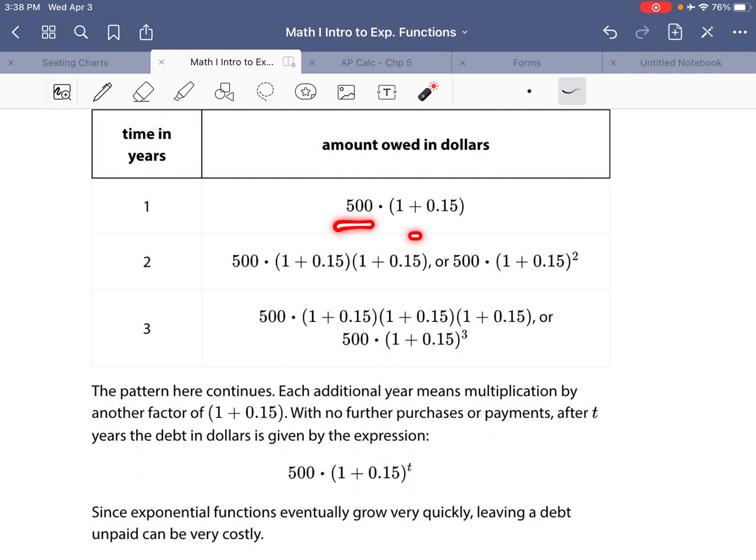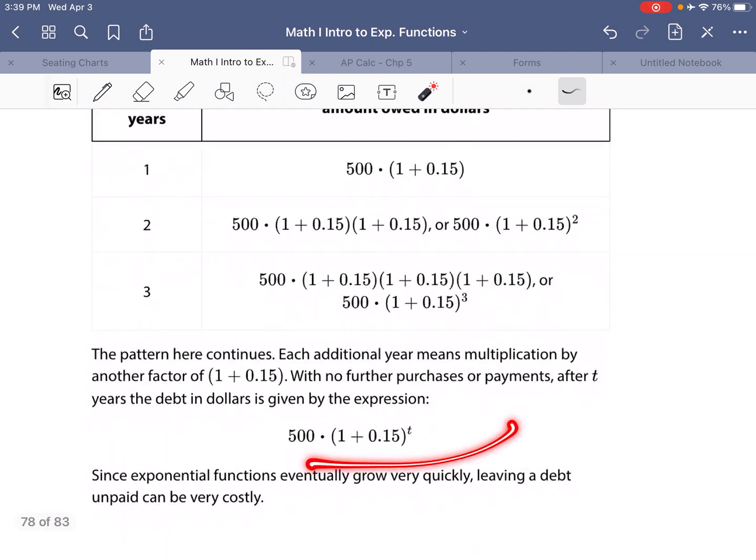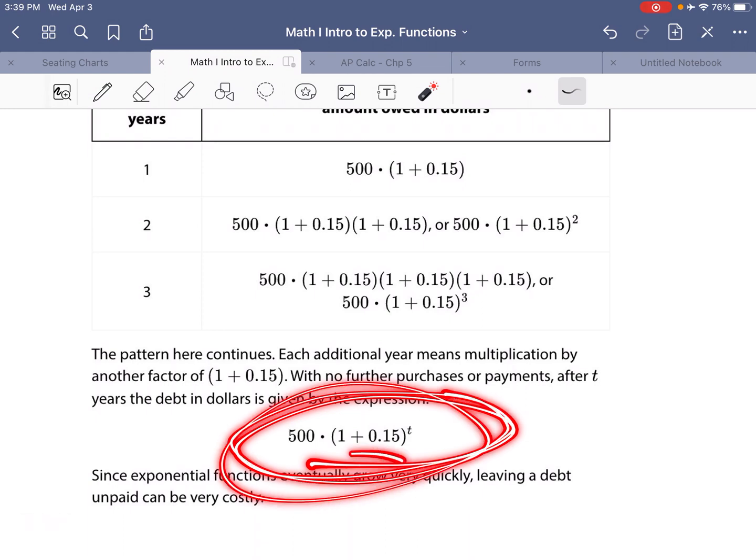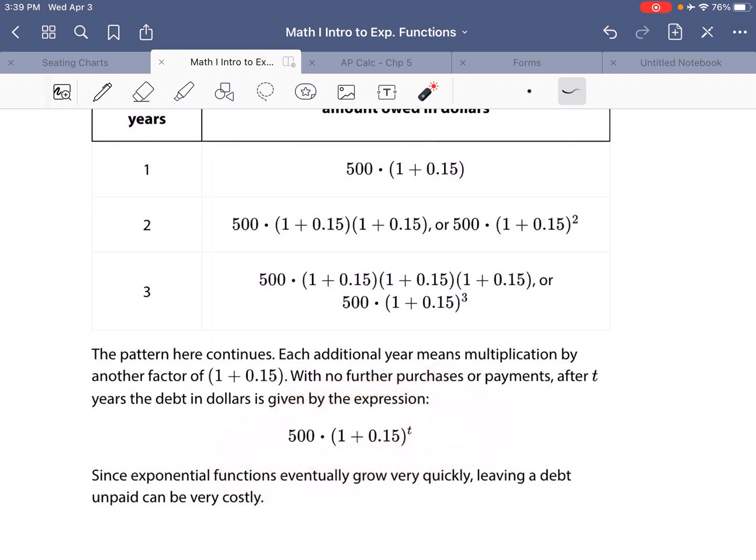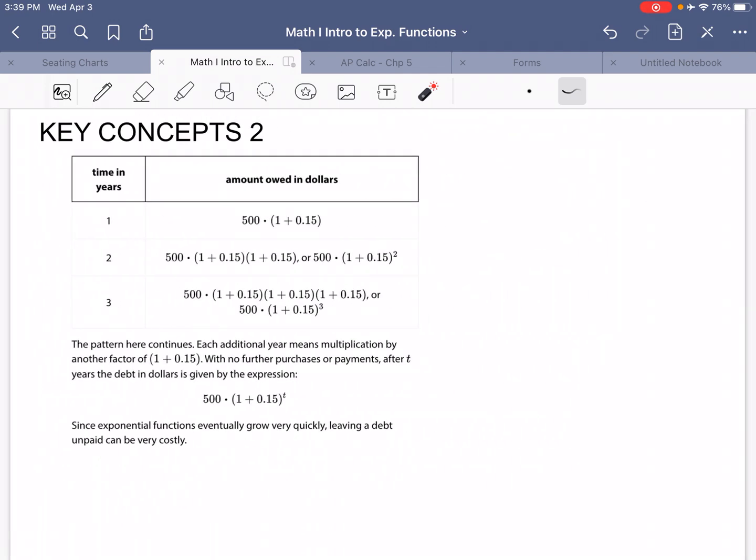So you would take 500 times 1.15 once for 1 year, 500 times 1.15 twice for 2 years, or squaring it, and then 500 times 1.15 3 times, or just 500 times 1.15 cubed, which is the same thing, for 3 years. The pattern here continues, and if we want to figure out for any number of years, we just multiply by 1.15 that many times. Since exponential functions eventually grow very quickly, leaving a debt unpaid can be very costly.